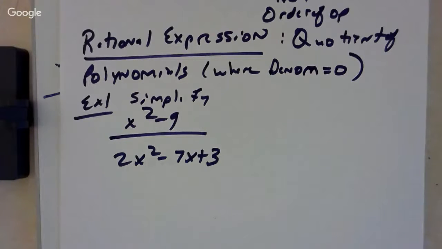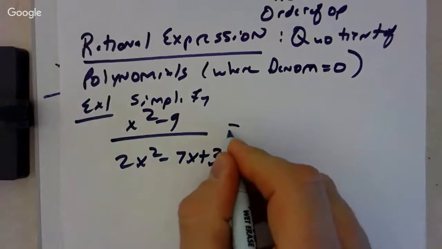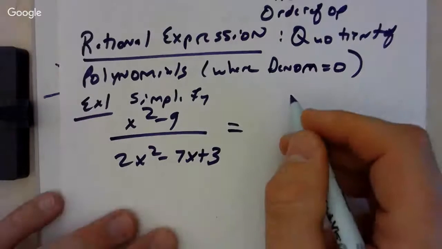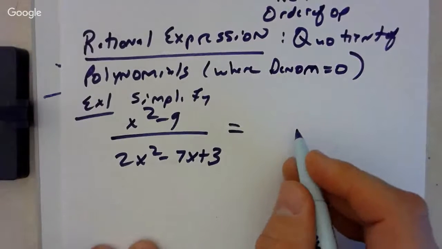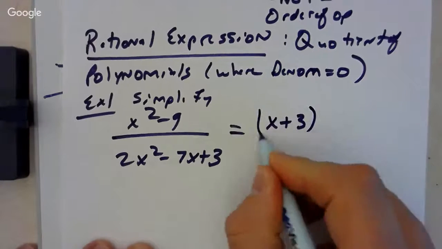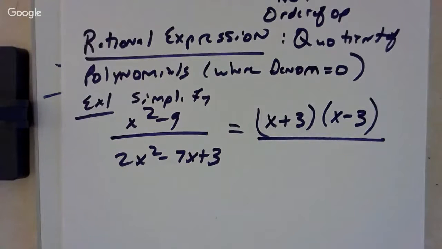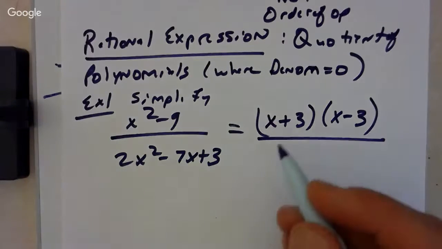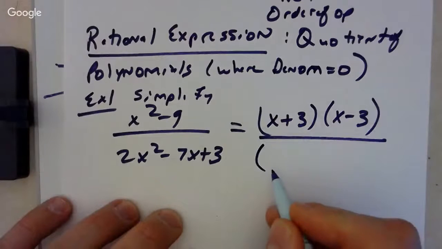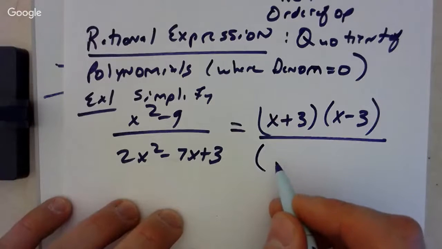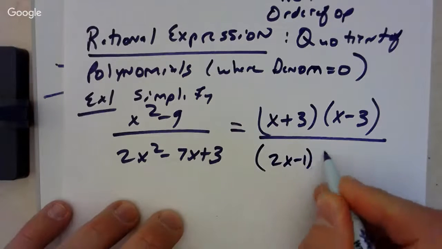So let's take a look. 9 on top. Now I asked you to factor. What does the top factor to? Yes, Ethan: x minus 3 and x plus 3. Bingo. Does it matter what order you write these in? No. On the bottom, what does that factor to? 2x minus 1 and x minus 3.